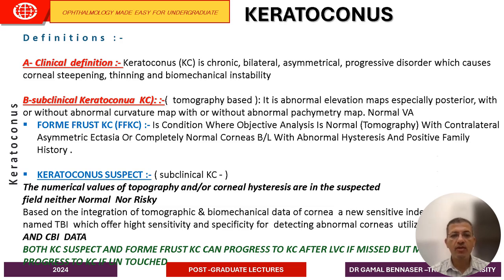You will find a drop in visual acuity. You will find clinical signs seen by slit lamp, and you will find thinning and bulging of the cornea. According to this, it is defined clinically as a chronic bilateral asymmetric progressive disease. So it is a chronic non-inflammatory disease, and this is based on the clinical signs.